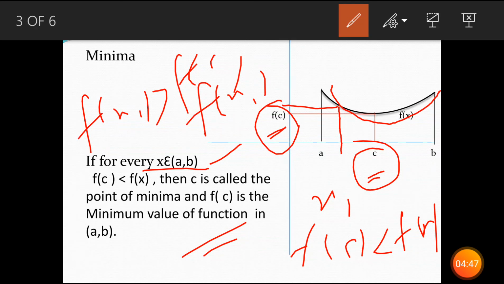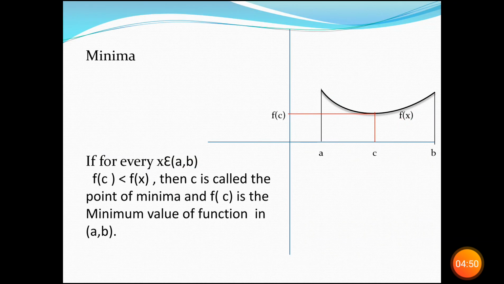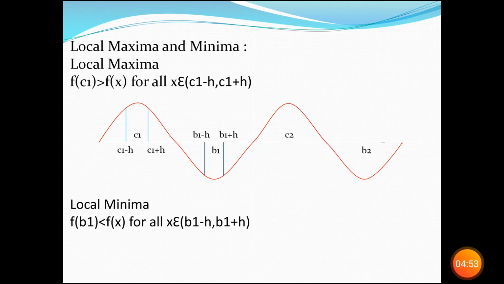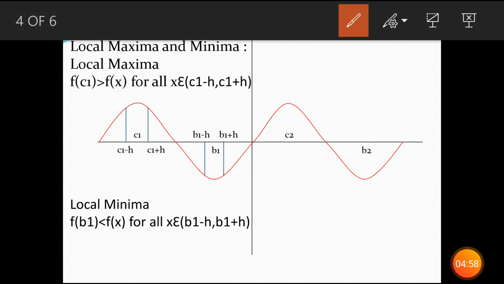Is it clear? So now you can see the case of local maxima and local minima. What is the meaning of that? Just see, if we consider such a graph, then you can see here, this is a point of maxima, this is also a point of maxima, this is minima, and this is minima. So a graph can have more than one maxima and minima.